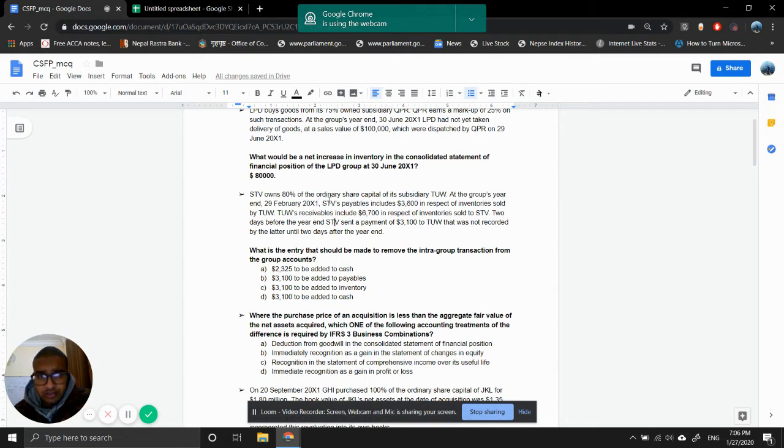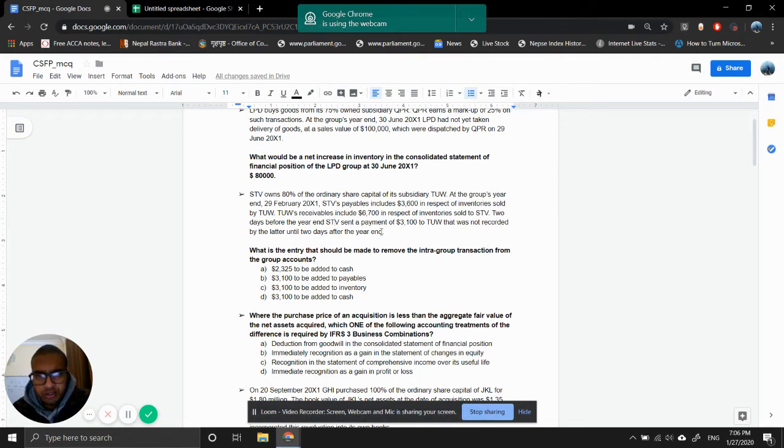Okay, so STB payables includes 3600 in respect of inventory sold by TUV. So the parent owes 3600 to the subsidiary, right? TUW receivables include 6700 in respect of the inventory sold to STV. Two days before the year end, STV sent a payment of 3100 to TUW, which was not recorded by the latter until two days after the year end.